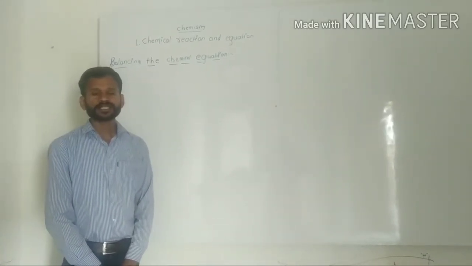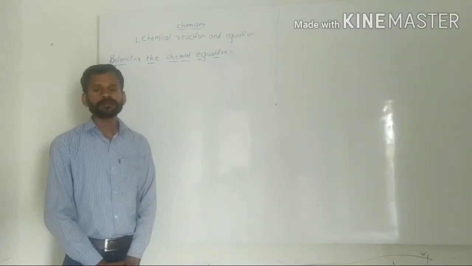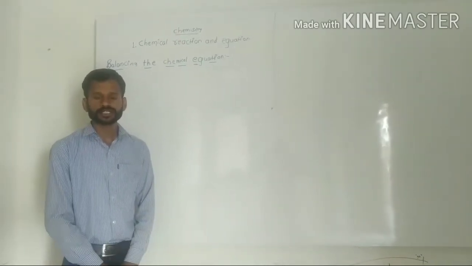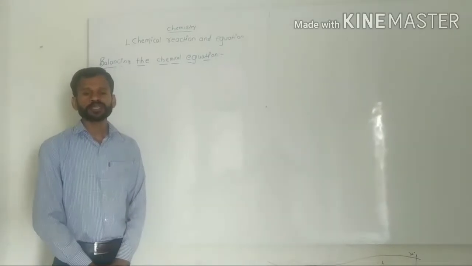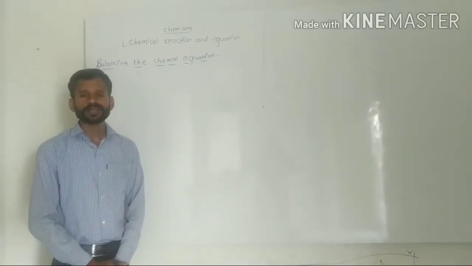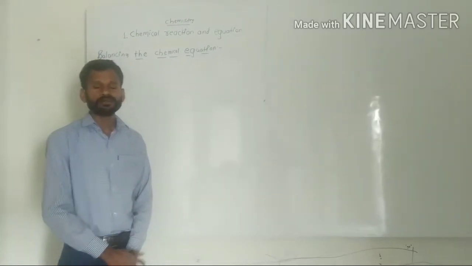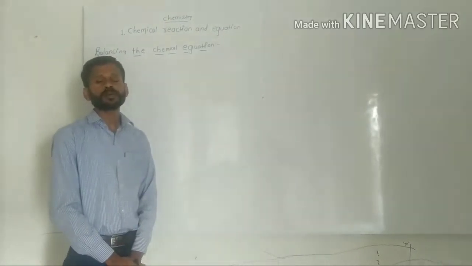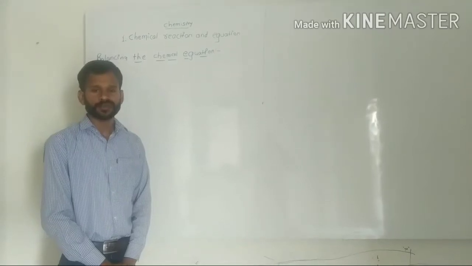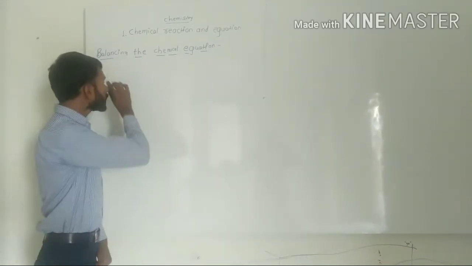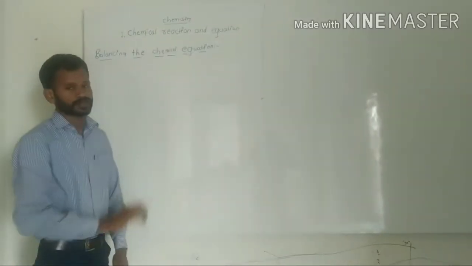In chemical reactions and equations, we already defined the definition of chemical reaction, chemical equation, reactant, and product. So today we will study the second part of chemical reactions and equations, that is balancing the chemical equation.